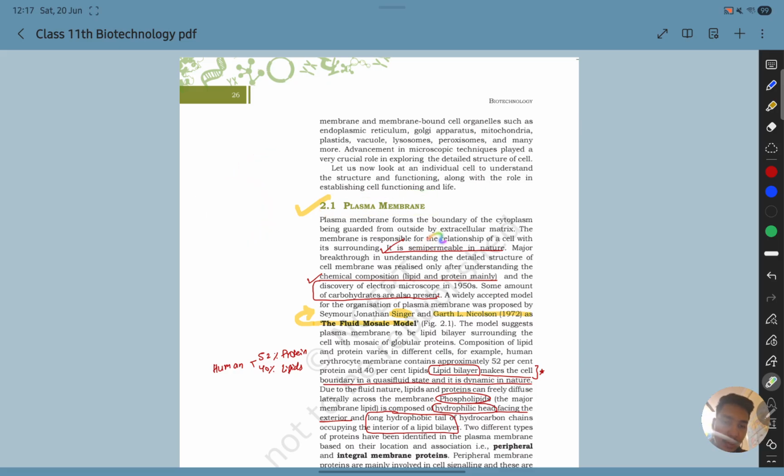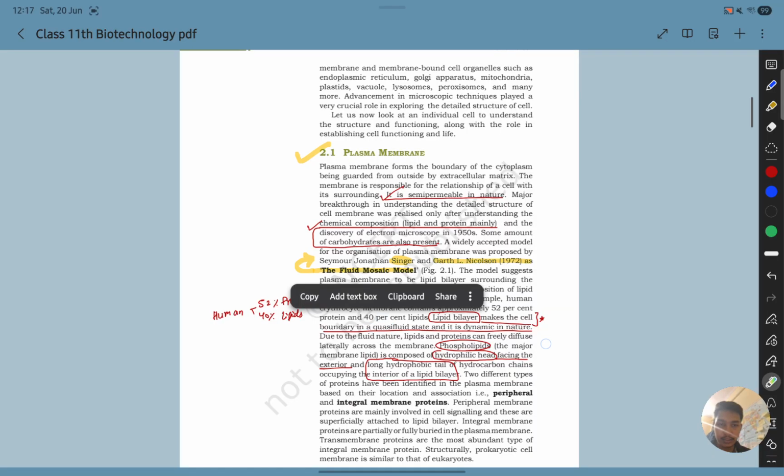First, it is semi-permeable in nature. We all know that it is semi-permeable in nature. If it were fully permeable, the cell would not exist, and if it were fully rigid, then the exchange of gases and liquids would not happen. Okay, so our next fact is the fluid mosaic model.